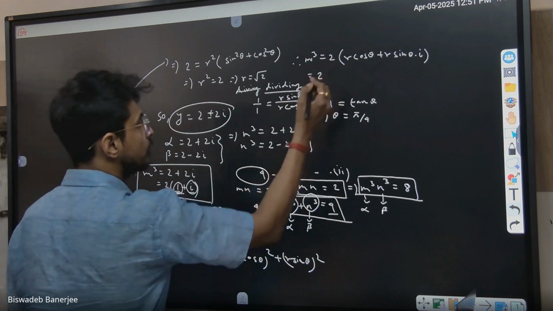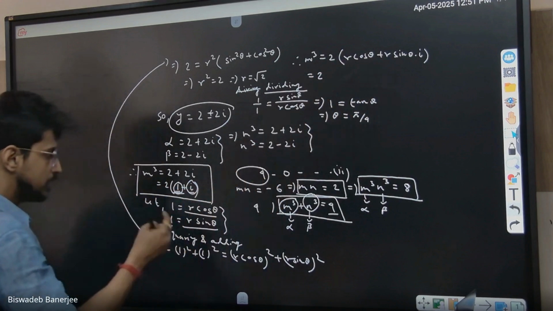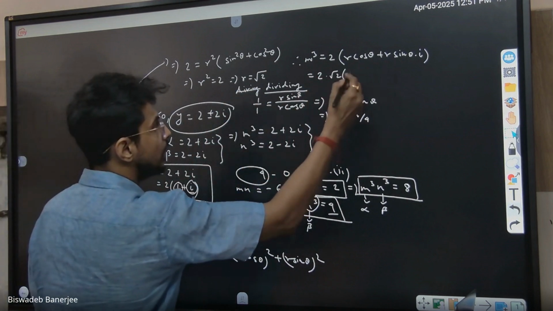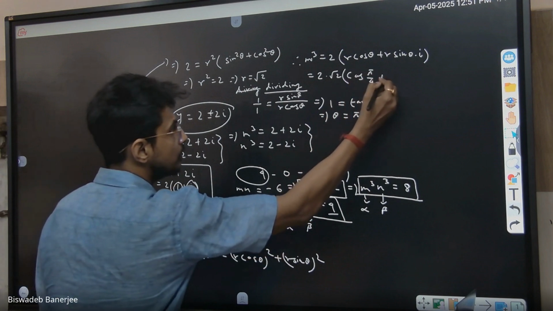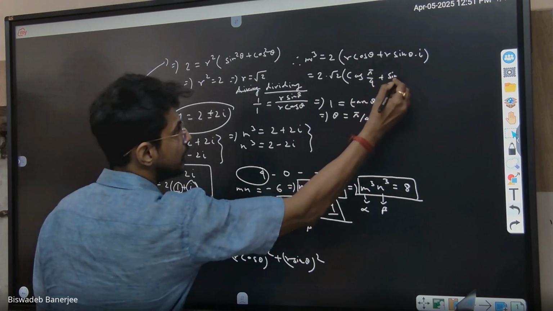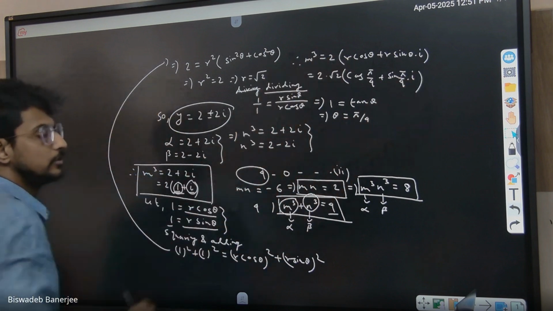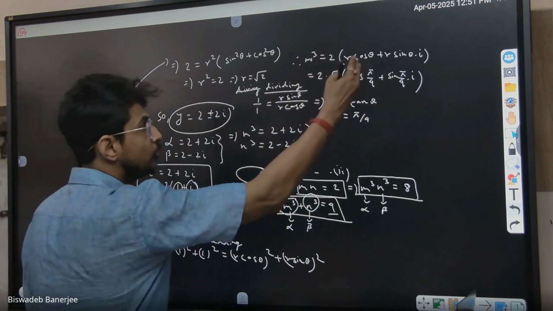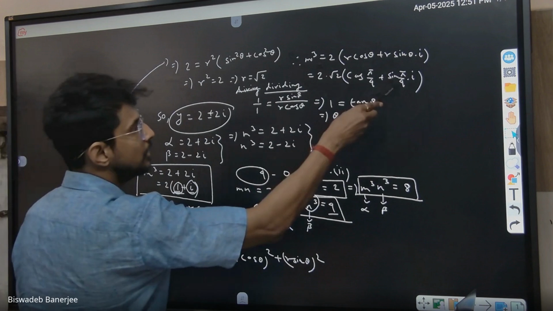So this is equal to 2 into, now if we take r common, my r is root 2. My r is root 2, and there is my cos theta, where theta is pi by 4. Here also my theta is pi by 4, into i. We are taking r common. My r is root 2, my cos is cos pi by 4, and sin theta is again sin pi by 4.